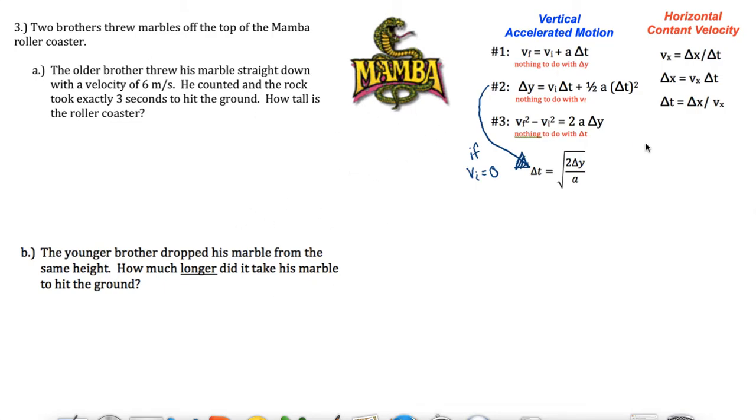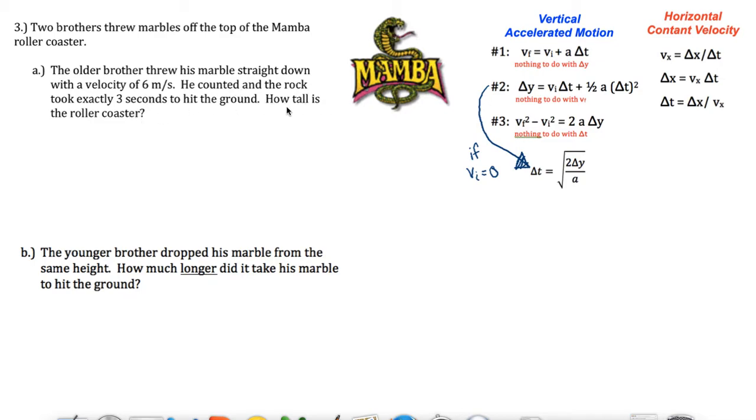Problem 3, we have another calculation problem. It says, two brothers threw marbles off the top of the Mamba roller coaster. Part A, the older brother threw his marble straight down with a velocity of 6 meters per second. He counted, very precisely, and the rock took exactly 3 seconds to hit the ground. How tall is the roller coaster?